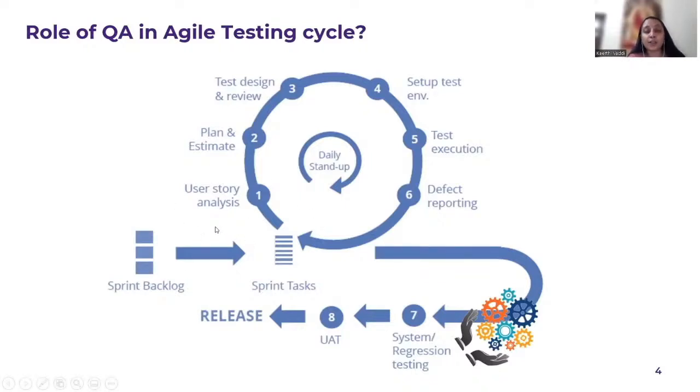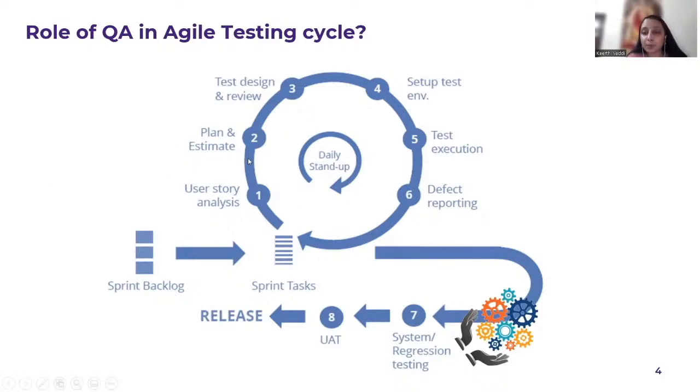Once that is done, user story analysis will be taken care of within this, and they will ensure all the expected information is part of the user story, whether the acceptance criteria are detailed enough, along with screenshots, wireframes, and the impact analysis given by the development team. All this is taken care of in the user story analysis.